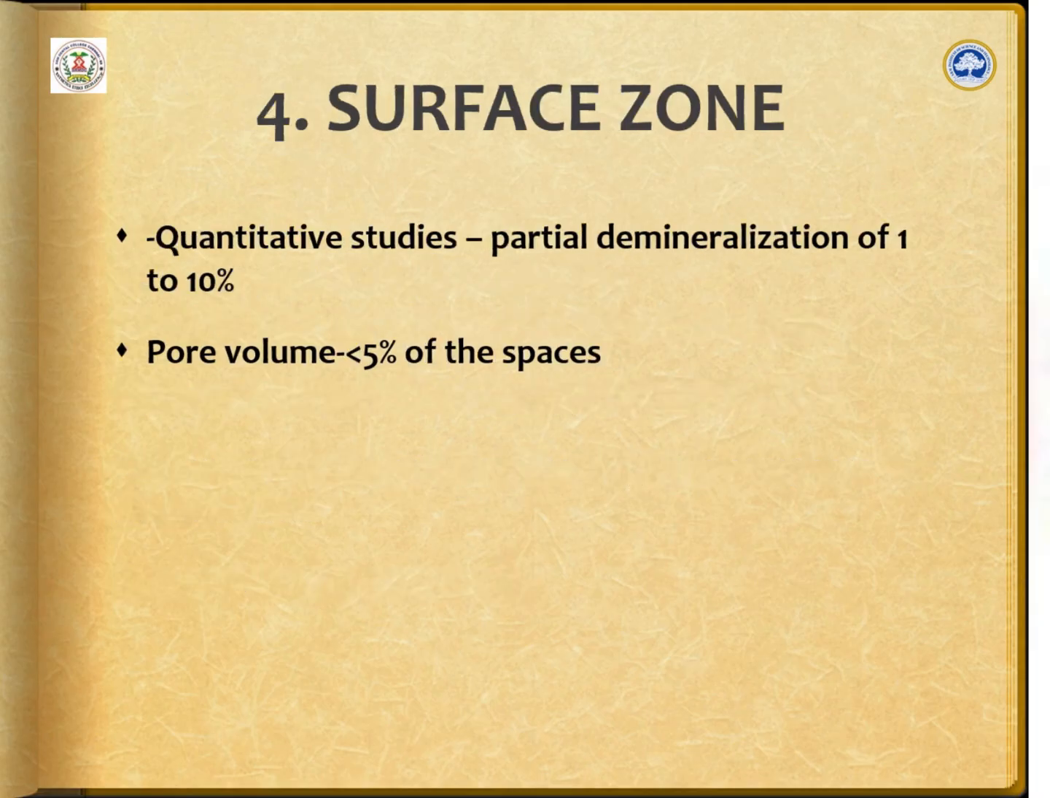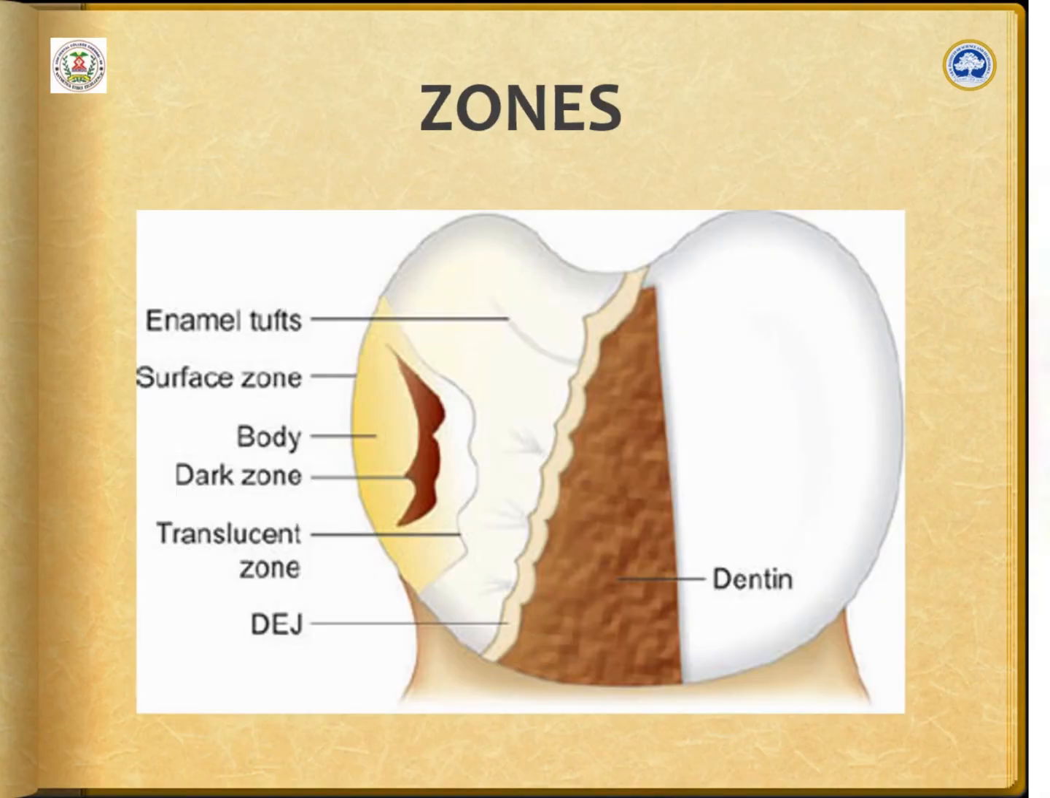The last zone towards the surface is the surface zone. Quantitative studies show partial demineralization of 1 to 10%. The pore volume is less than 5% of the spaces.